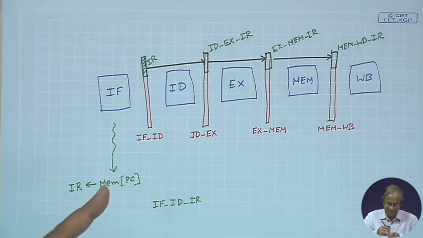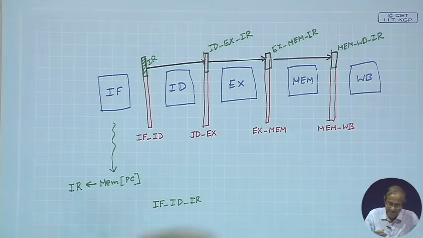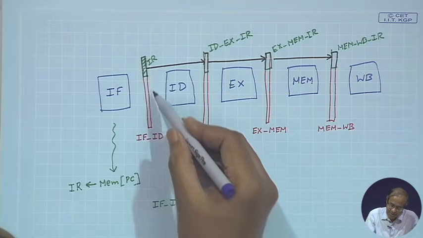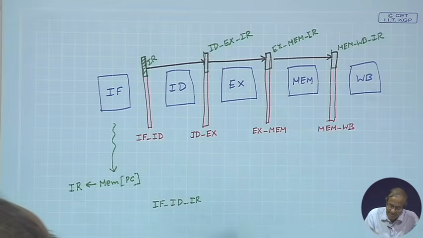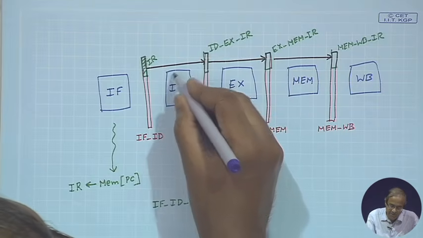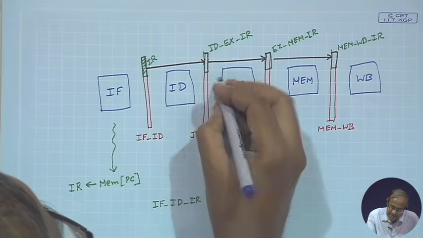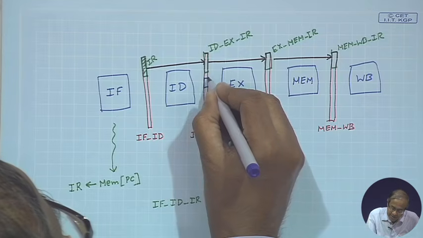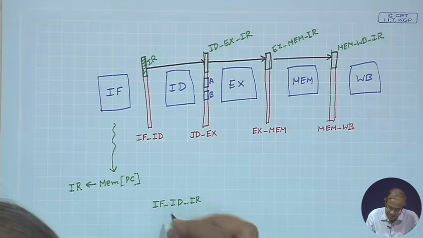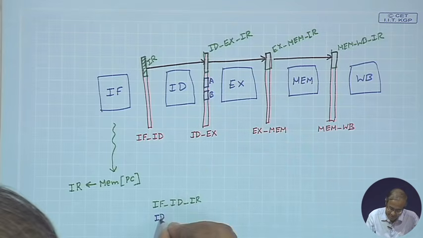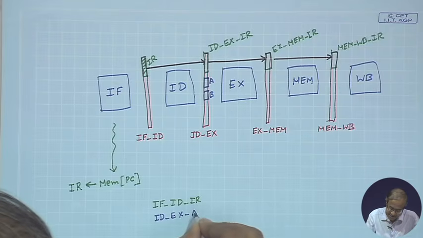Now, the reason I have taken the example of IR is that there is a good reason for this. You see, this IR is just one example. There will be many other registers which will also be handled the same way. For example, in the instruction decode, when you fetch from the register bank, there will be one register called A, another register called B. They will be similarly named: this will be ID_EX_A and ID_EX_B.